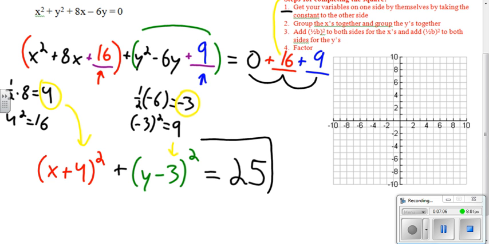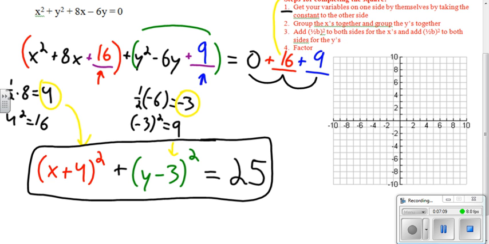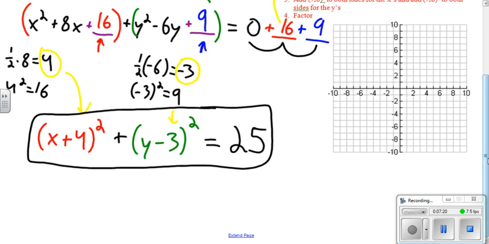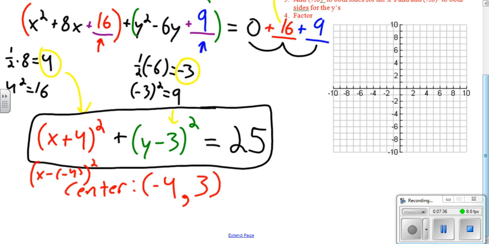So now here is our equation in standard form. x plus 4 squared plus y minus 3 squared equals 25, which in that case means that, I'm going to give us a little more room again to work, our center would be found at -4, because this is the same as saying x minus -4 squared. So our center is at -4, 3 from this piece. 25 is the same as 5 squared. So our radius equals 5.